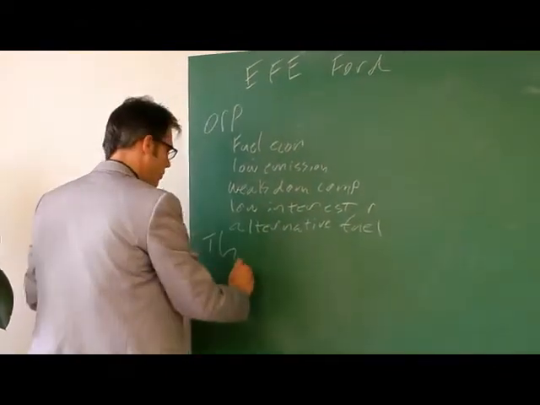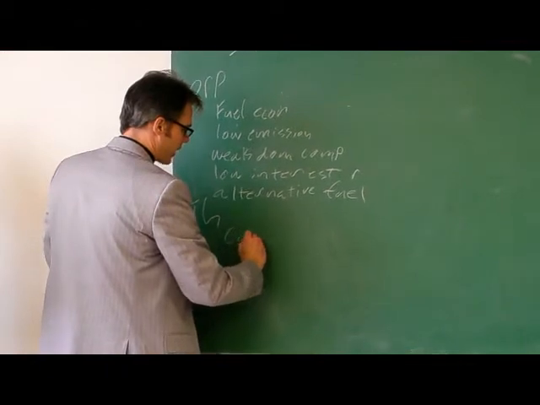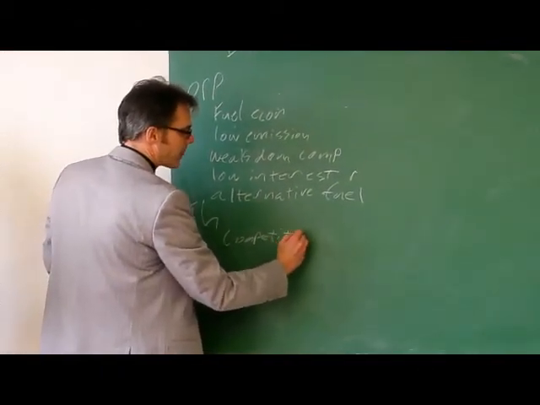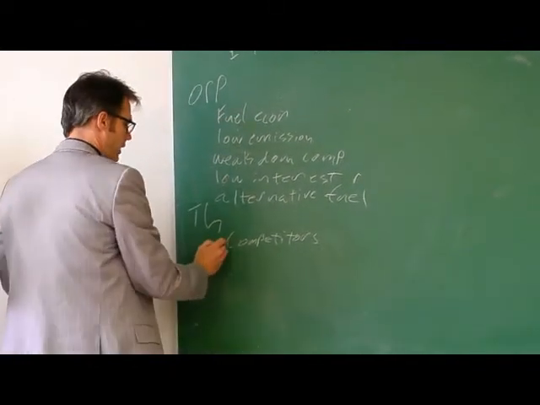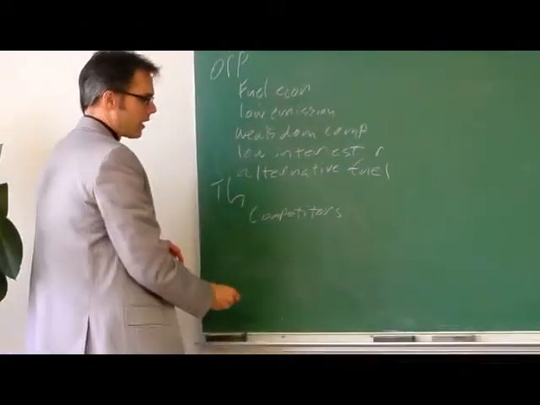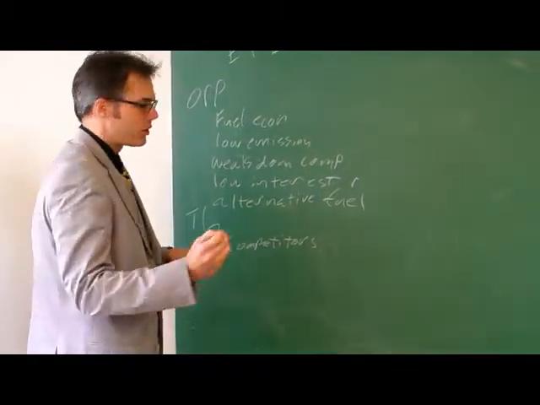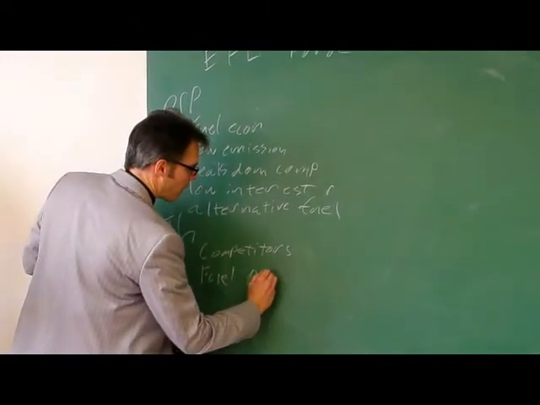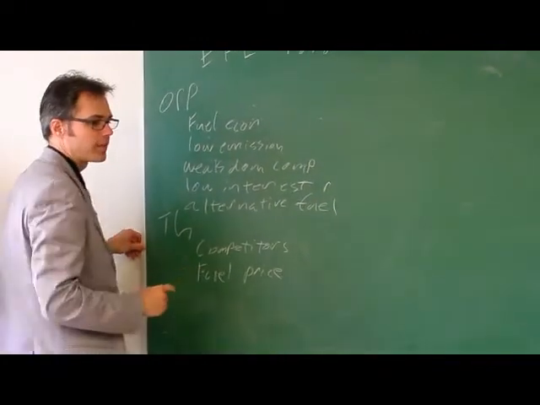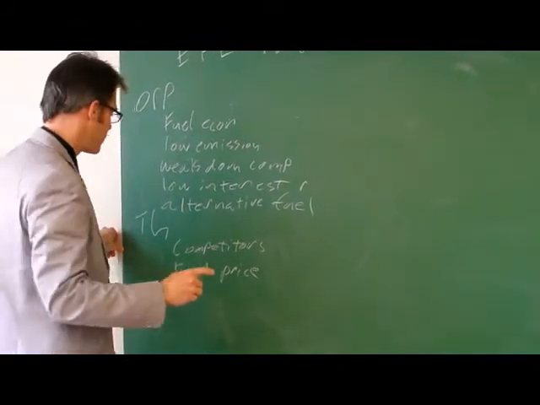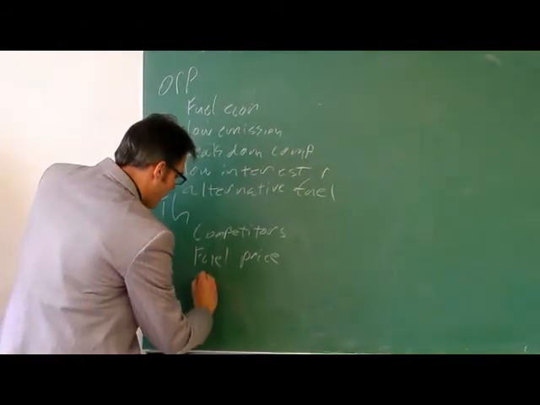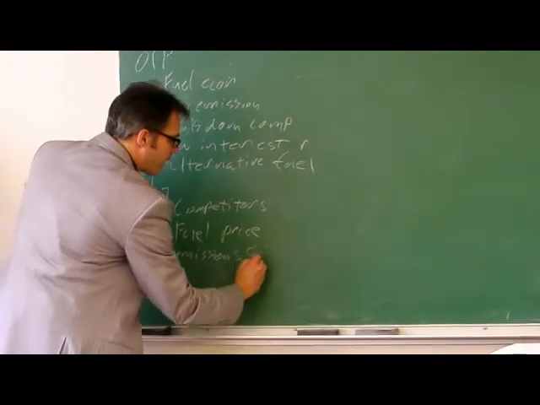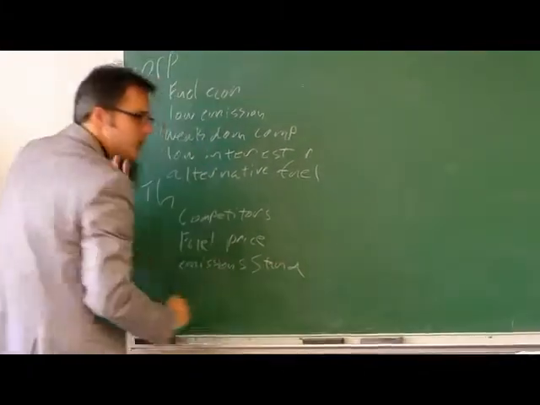Threats. Big threat is always the competitors. Now, if you get desperate and you don't have enough threats, you can start naming them by name. Put them by name, like GM, Nissan, Toyota, and so forth. We're not going to do that here. Next, fuel price. That's a big threat, the increasing fuel prices. Emission standards. And one day they are going to make chalkboards for tall people. Emission standards.